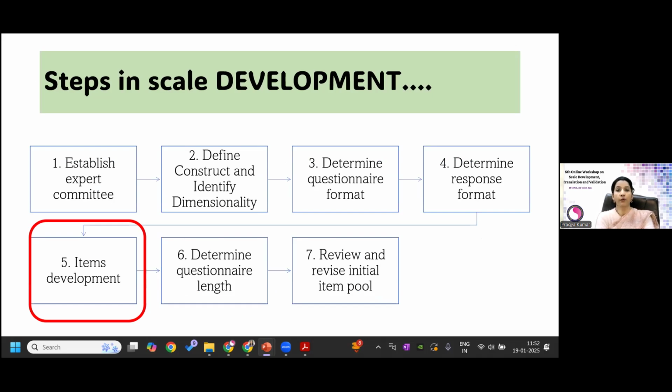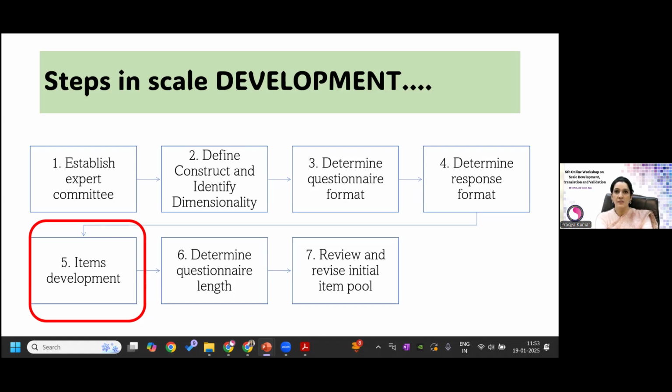The second is you have to identify the construct, define that construct, and come up with the operational definition. And what do I mean by operational definition? It means how you are going to measure it, what items you will have in your construct. The third thing is the questionnaire format, whether it is self-administered or you are going to take an interview. Then it will have a response format. Are you going for a binary type, or will you have a varying type of response format for all constructs?